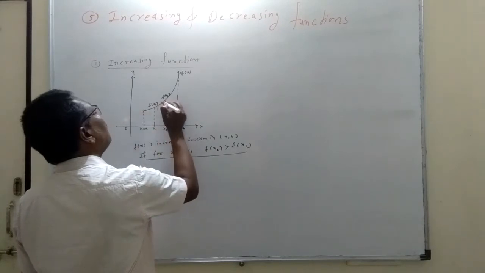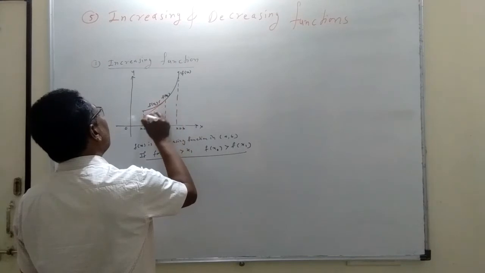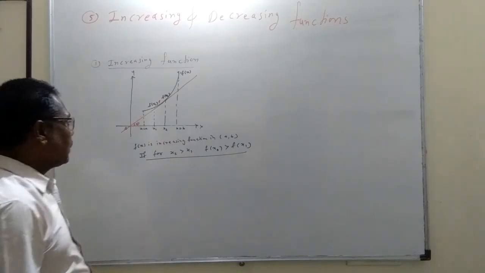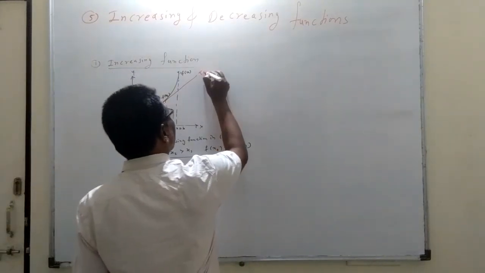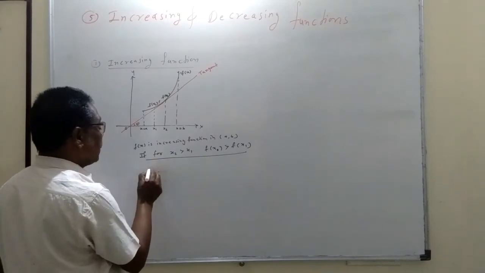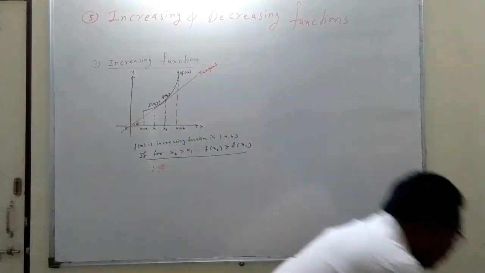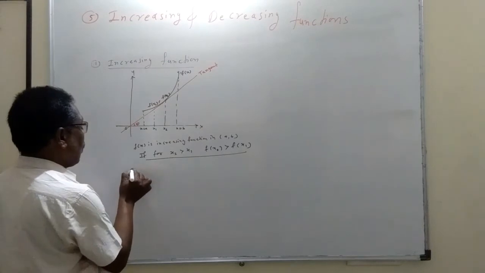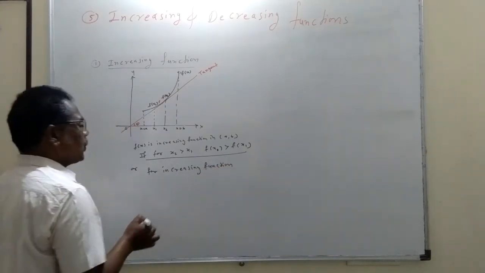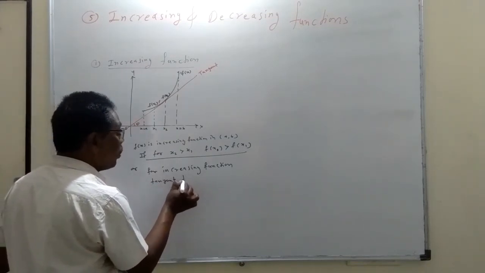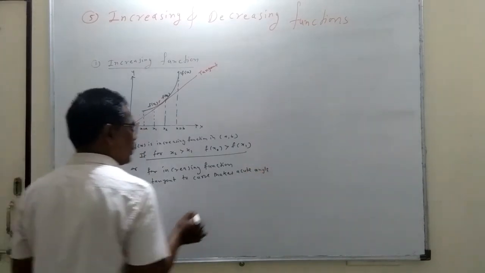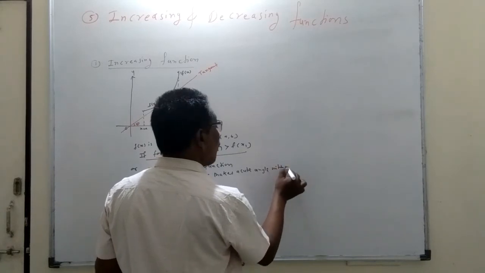Now if we draw the tangent at any point P to this curve in the interval AB, this tangent makes an inclination psi, which is an acute angle. And you know the slope of the tangent is equal to tan psi. So for an increasing function, we get another condition: the tangent to the curve makes an acute angle with the positive x-axis.